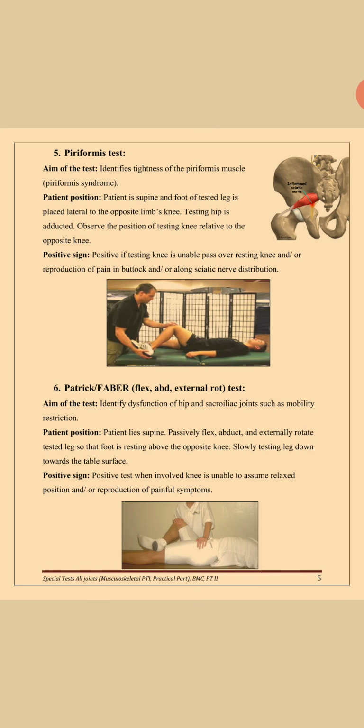Patrick or FABER test. Flexion, abduction, external rotation. Aim of the test: identify dysfunction of hip and sacroiliac joints such as mobility restriction. Patient position: patient lies supine, passively flex, abduct and externally rotate tested leg so that foot is resting above the opposite knee. Slowly lower testing leg down towards the table surface. Positive sign: positive test when involved knee is unable to assume relaxed position and/or reproduction of painful symptoms.